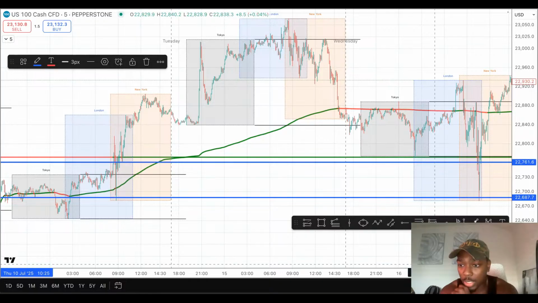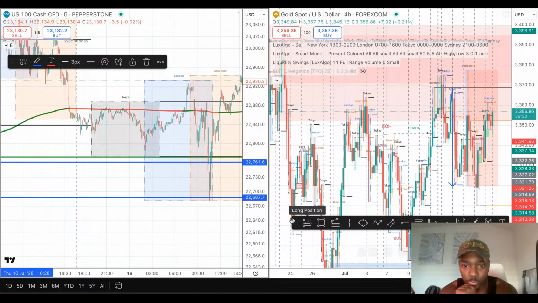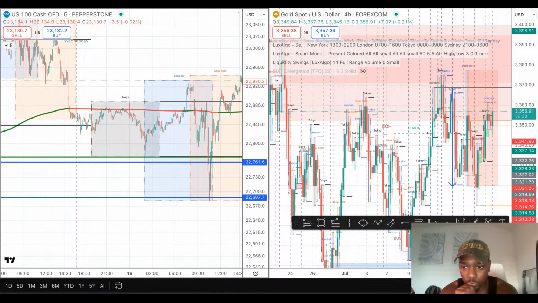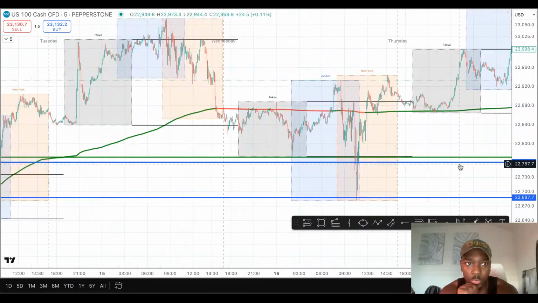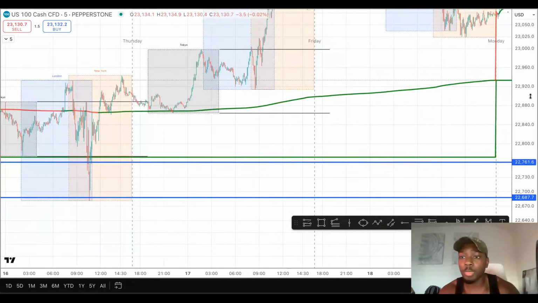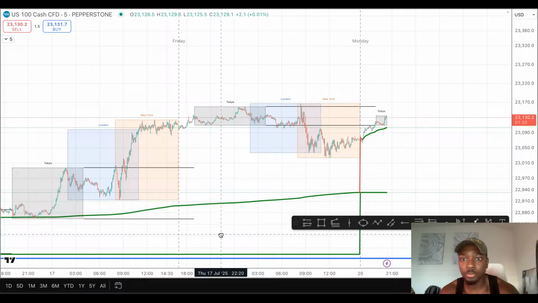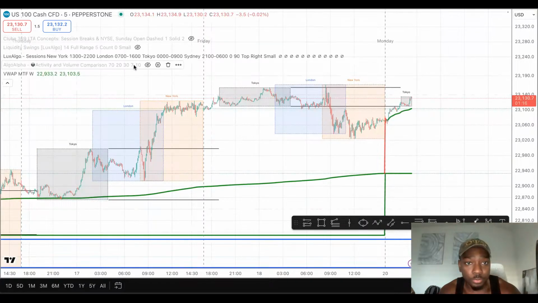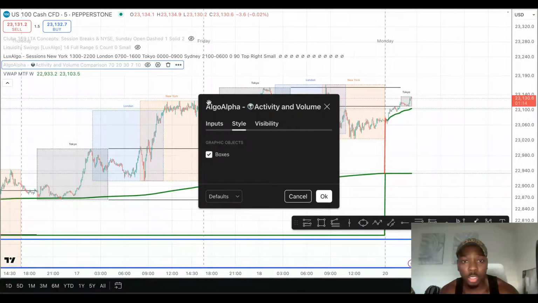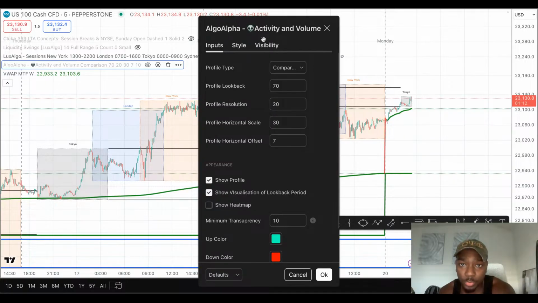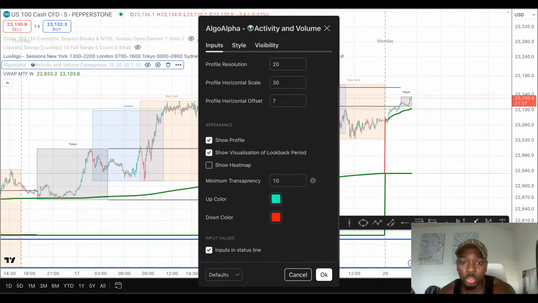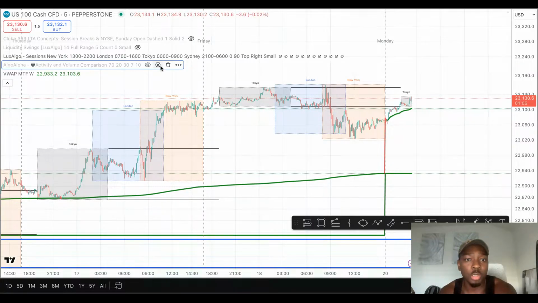But I want to show you guys, if it will let me, because it's a different view right now. Let me see. It's not going to let me. But again, it's a learning process. This other indicator I use, I'm going to show you guys first. So I use this Alpha, activity and volume. These are the basic settings. You use it if you like. I'm going to show you what it does.